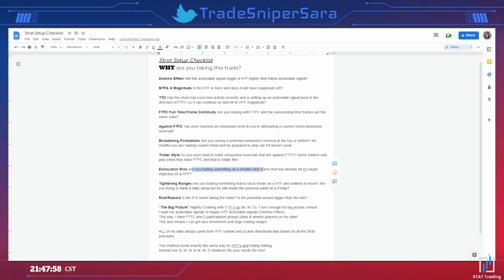Exhaustion risk. Are you trading something on a smaller time frame that has already hit its target objective on a higher time frame? So is the setup you're looking at already at exhaustion? Because if it is, it's already done. The trade's done. Tightening ranges. Are you trading something that is stuck inside on a higher time frame and unlikely to move? Are you trying to trade a daily setup, but it's still inside the previous week on a Friday? On the last day of the week, it's still inside the previous week's range. You don't want to be trading something like that. It's stuck. It's not going to go anywhere.